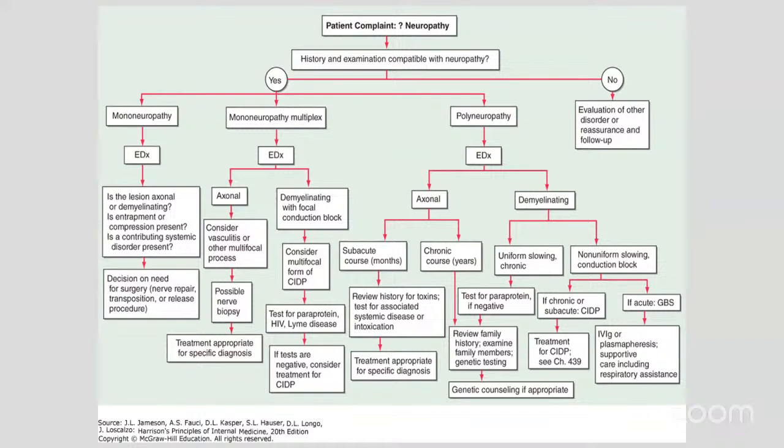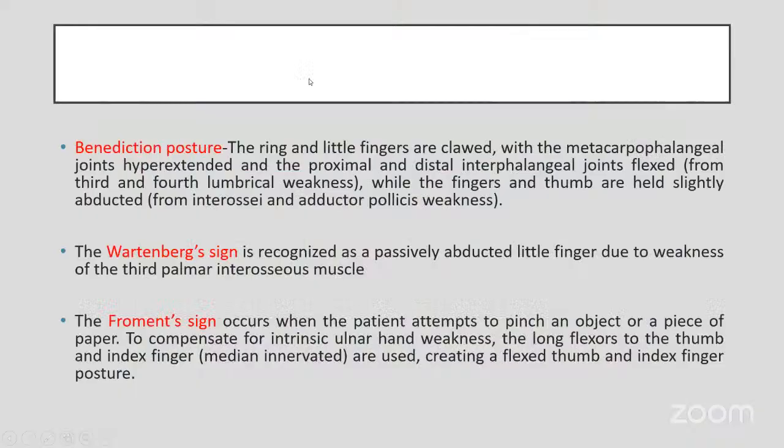If it is a suspected axonal subacute demyelinating polyneuropathy, we should test for toxins. If it is chronic, we should review family history and test for paraproteins if it is a demyelinating one. And for suspected GBS and CIDP, we should treat accordingly: IVIG or plasmapheresis, or further immunosuppression for CIDP.